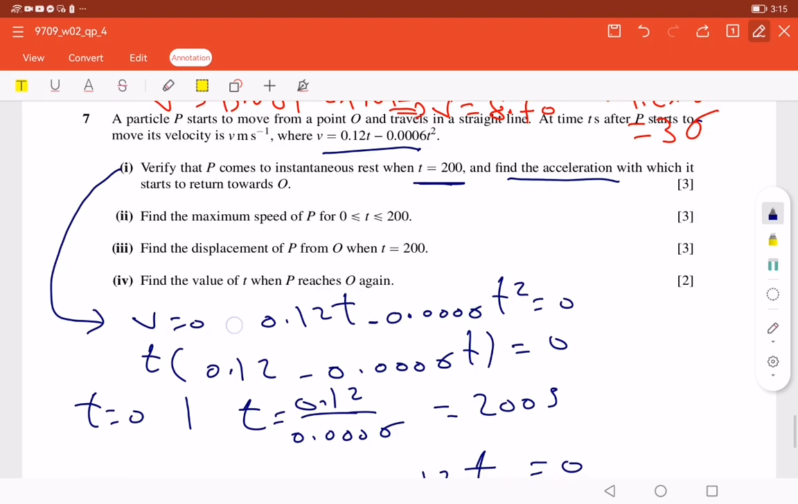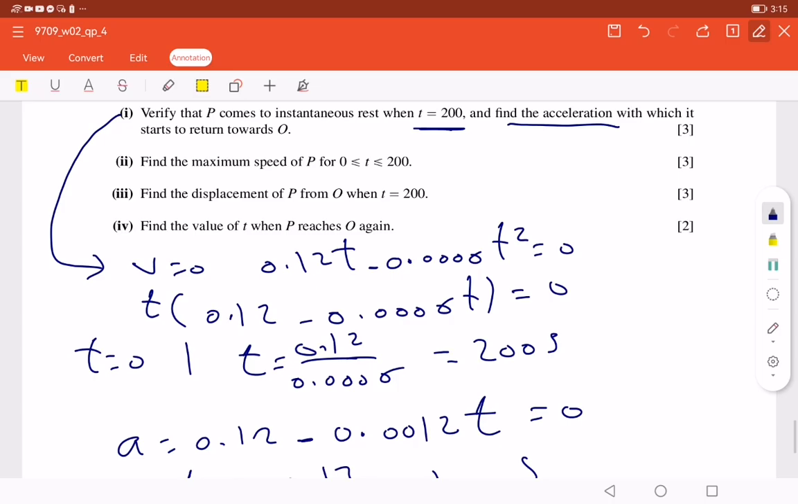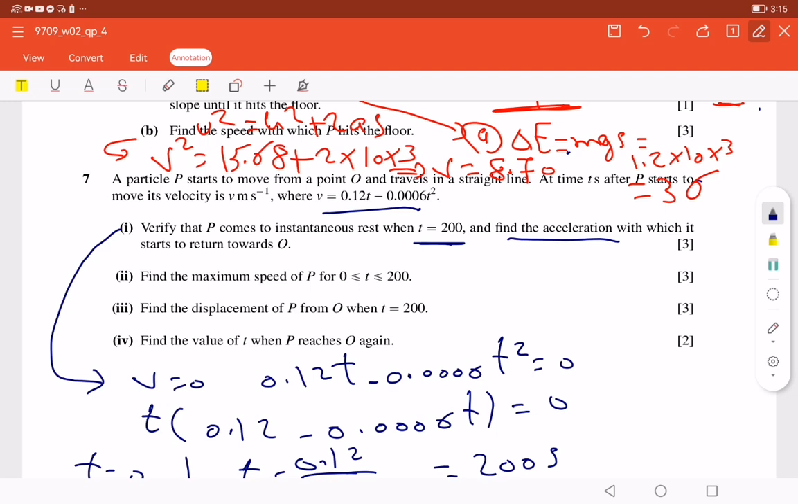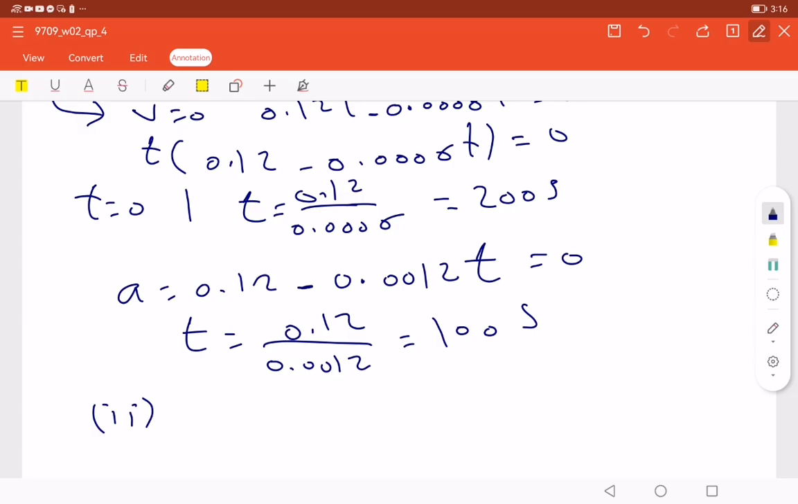The next, part ii. Find the maximum speed of P for the time from 0 to 200. To find the maximum speed, the acceleration equals 0. The acceleration equals 0 means a equals 0, which gives t equals 100, as we said before.